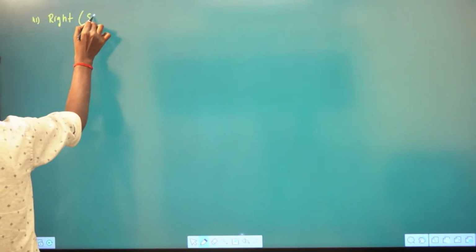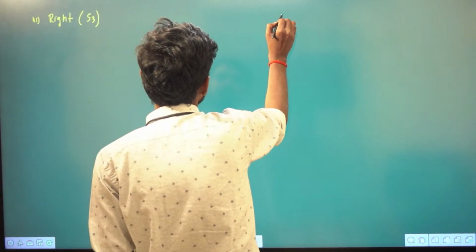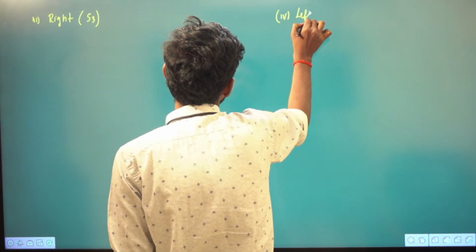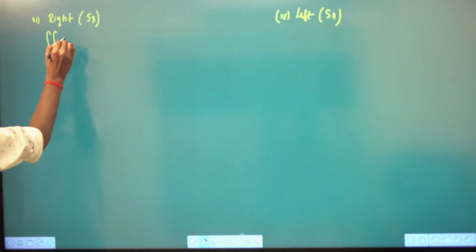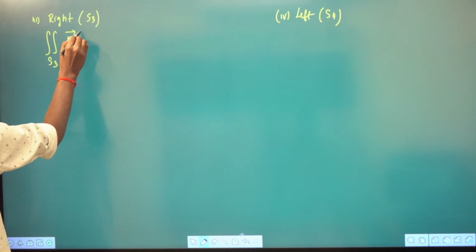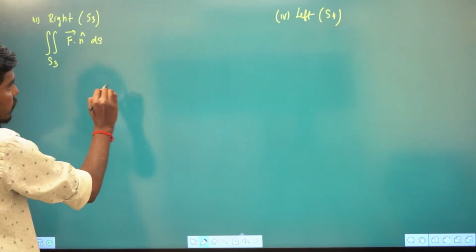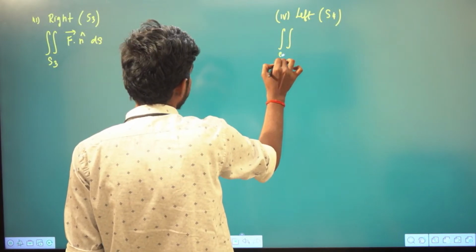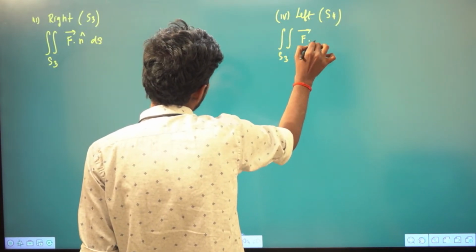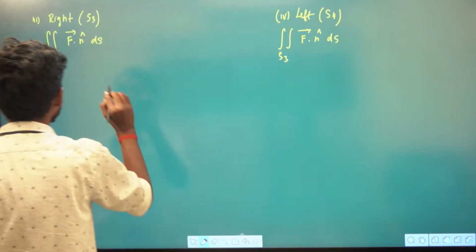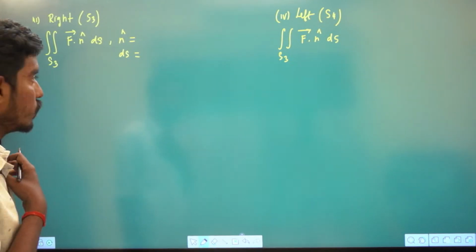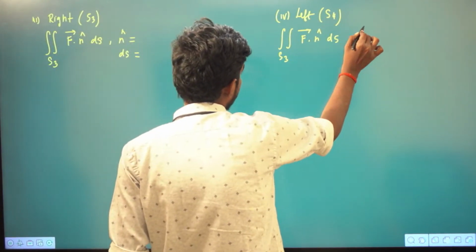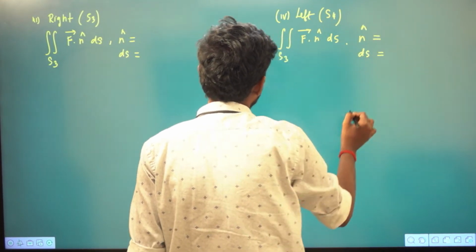So we'll take right, which is S3, and we'll take left, which is S4. We need to find the double integral over S3 of f vector dot n cap ds, and similarly the double integral over S4 of f vector dot n cap ds. Now we need to find n cap, we need to find ds, and we need to find limits also.